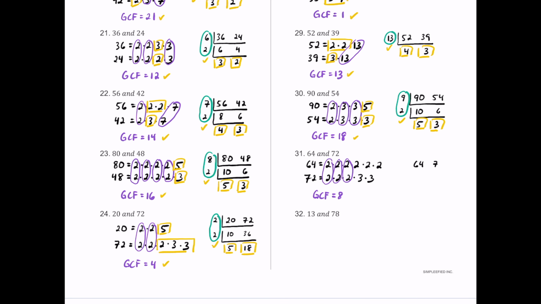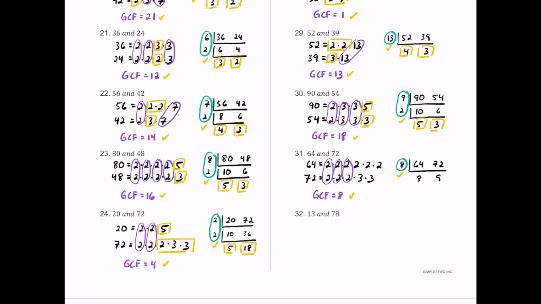So what if we wanted to use the ladder method? If you knew your 8 times tables, then you'd probably be able to say 8 first here, and you'd be left with 8 and 9. And 8 and 9 have nothing in common because if they're 1 apart, they can't. And so this 8 here matches.